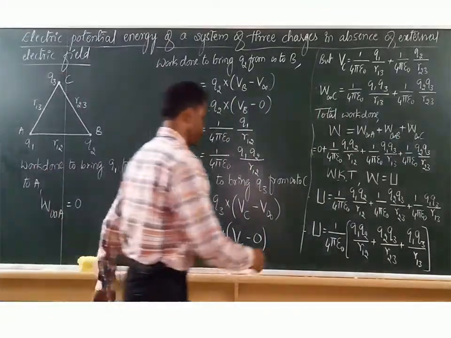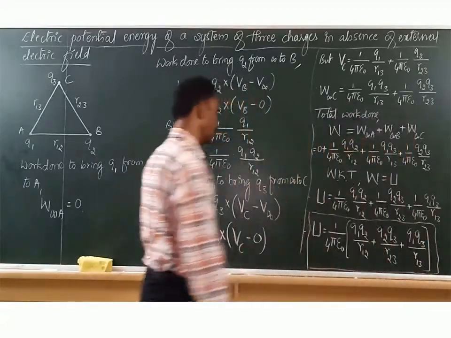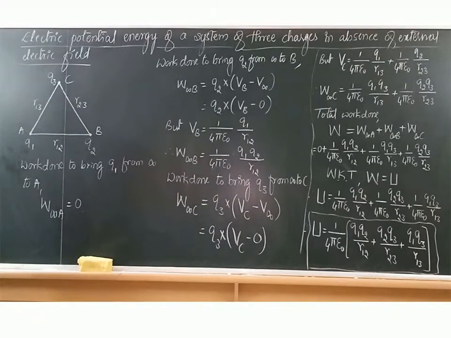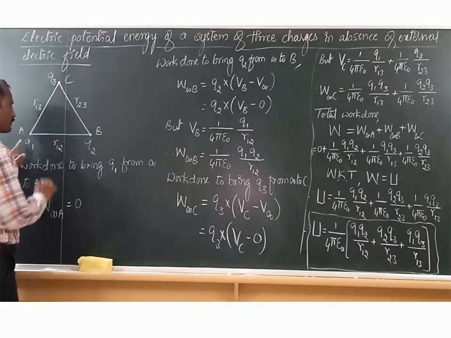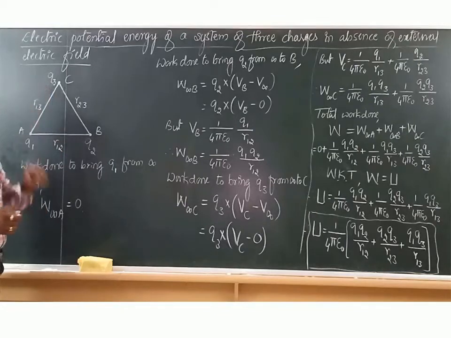This is the potential energy of a system of three charges in absence of an external electric field. To find the electric potential energy of a system of three charges in absence of an external electric field, first imagine the three charges Q1, Q2 and Q3. They are placed at A, B and C.